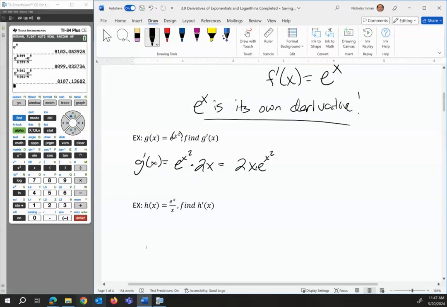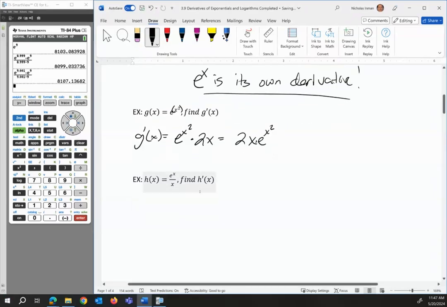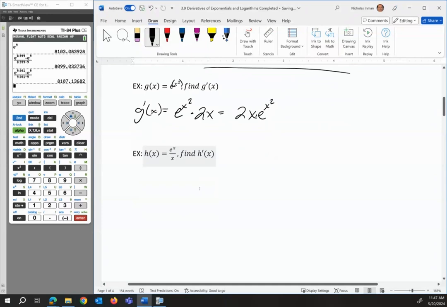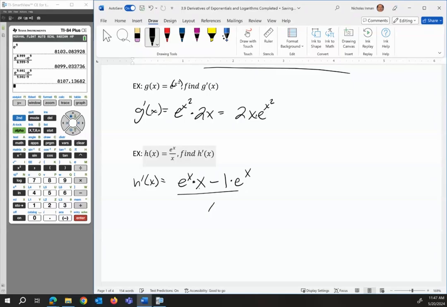All right. The derivative of e to the x over x. Well, that's a quotient, so we're going to have to do the quotient rule. The derivative of the first times the bottom left alone, minus the derivative of the bottom times the first left alone, over the bottom squared.